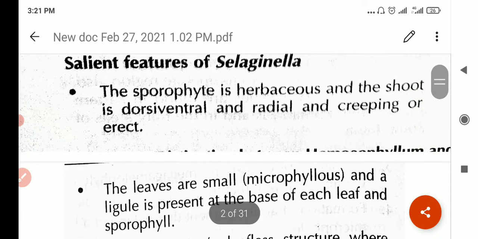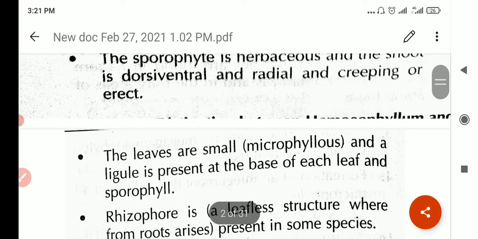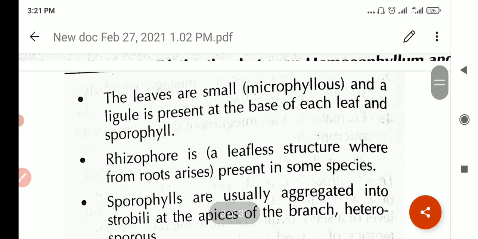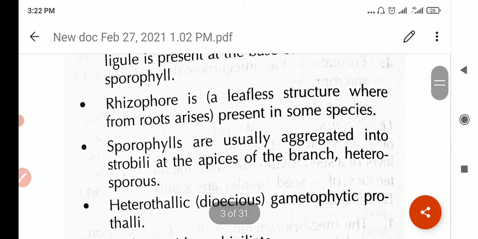All right. Now let's look at some features of Selaginella. It is herbaceous. It's like a herb, no? Then the shoot is flat. Remember, it is dorsiventral. The leaves are small and a ligule is present at the base, okay, of each leaf. So you remember I have drawn you that ligule. Then the rhizophore is a structure, no, from where the roots will arise, okay. There are no leaves that appear from the rhizophore. So we will look in detail, okay, about the rhizophore later.